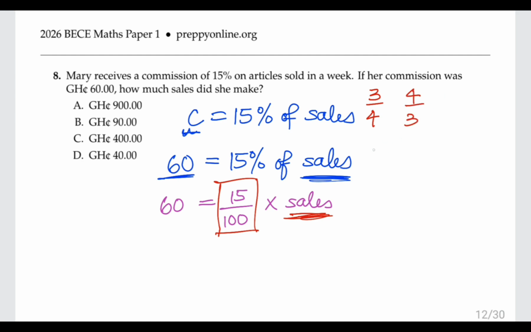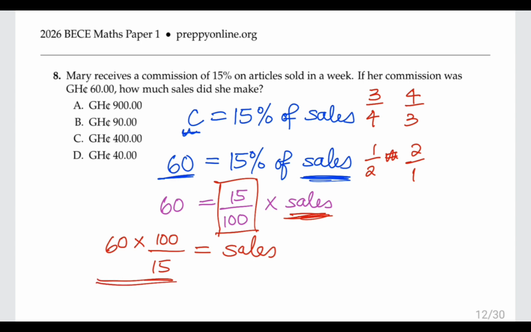If you want the reciprocal of 1 over 2, it's just 2 over 1. No, not equal. It's the reciprocal that is that. So the reciprocal of 15 over 100 is 100 over 15. So we do 60 times 100 over 15 is equal to sales. So this is the quantity that we want.